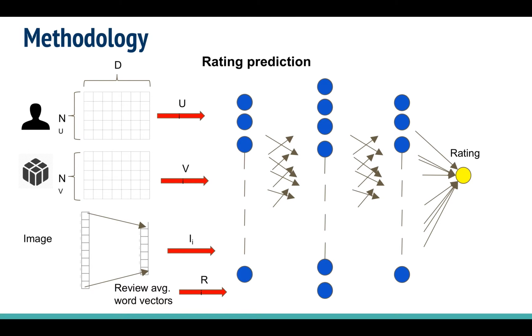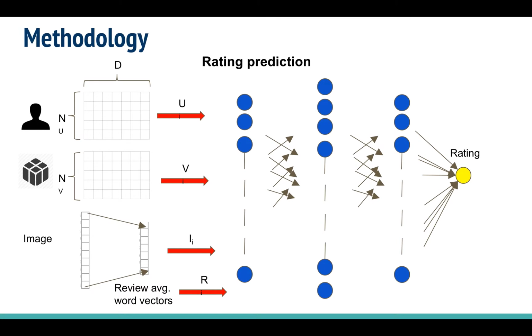So the first experiment that we performed was rating prediction. Here we assume that the rating that a user gives is an indication of the overall satisfaction that he has with the product. So what we try to do is to model this rating as a combination of a bunch of features, the features that we described before: the image features, review features, user embedding, and product embedding.